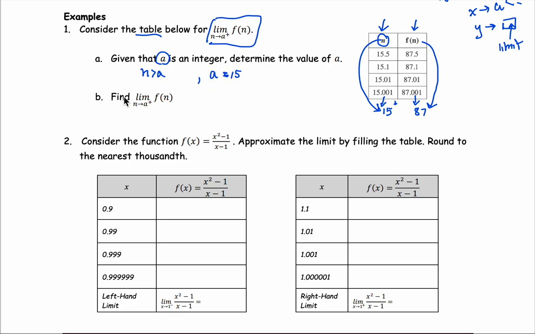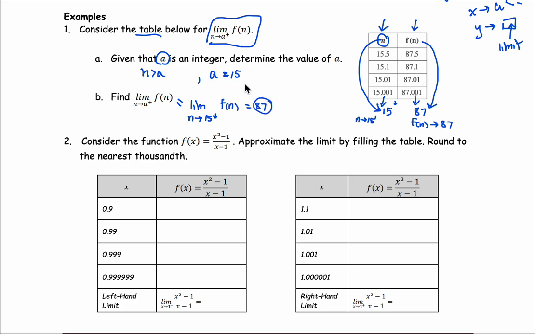And then for part b, if we are going to find the limit of the function f of n as n approaches a positive, you see n approaching 15 positive, and f of n approaching the value 87. When we put these two together in the limit notation form, we can say the limit of the function f of n as n approaches a positive, or the limit as n approaches 15 positive, or from the right side of 15, or the right hand limit, the value approaches 87.